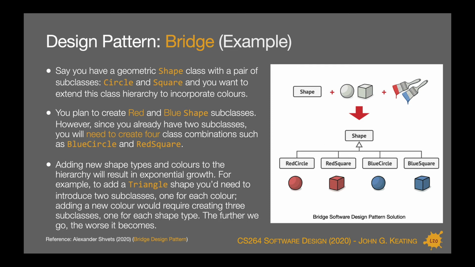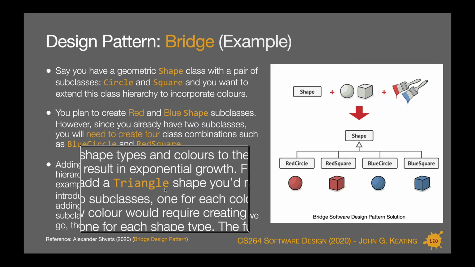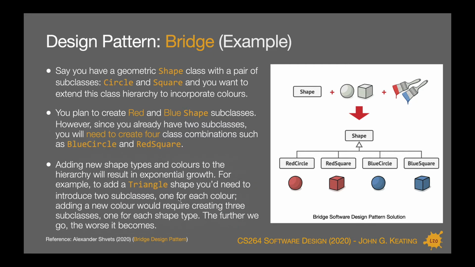And what we're saying really is that adding new shape types and colors to the hierarchy is going to result in some exponential growth. So for example, if we wanted to add a triangle shape, then you'd need to introduce two further subclasses, one for each color. Adding a new color will require creating three subclasses, one for each shape type. Now, the further we go, the worse it becomes.